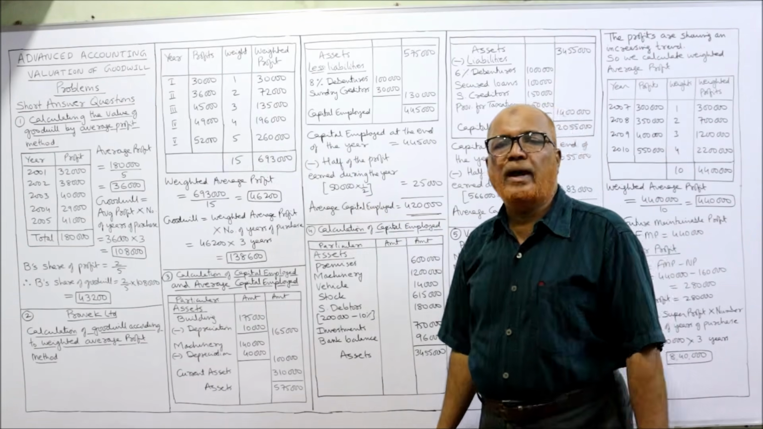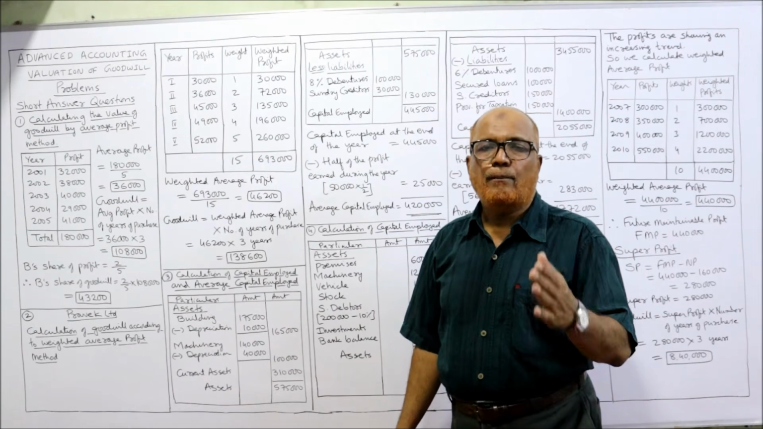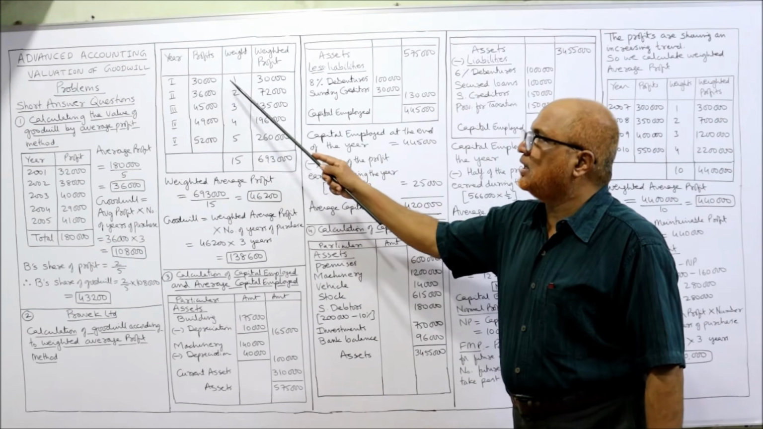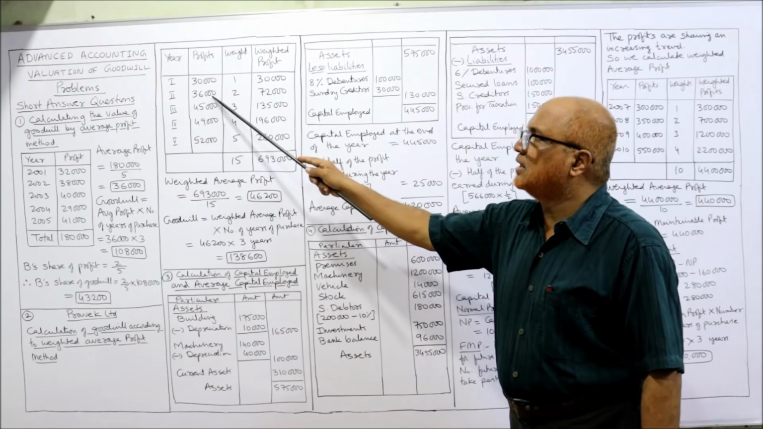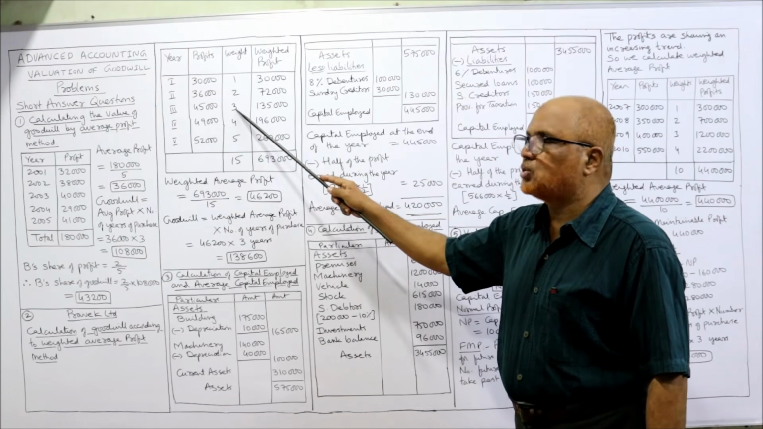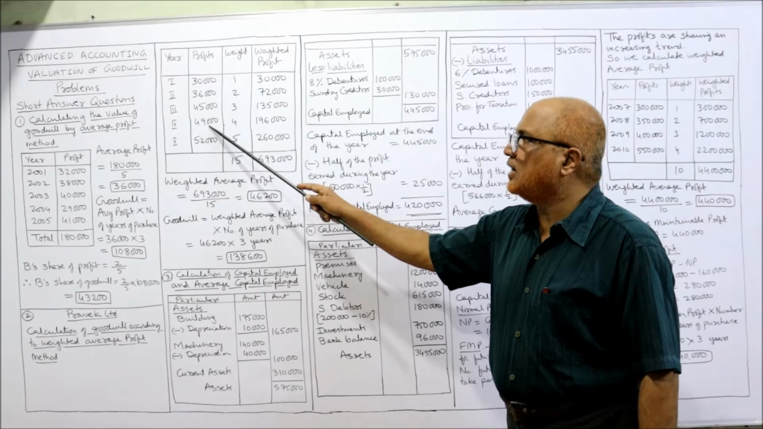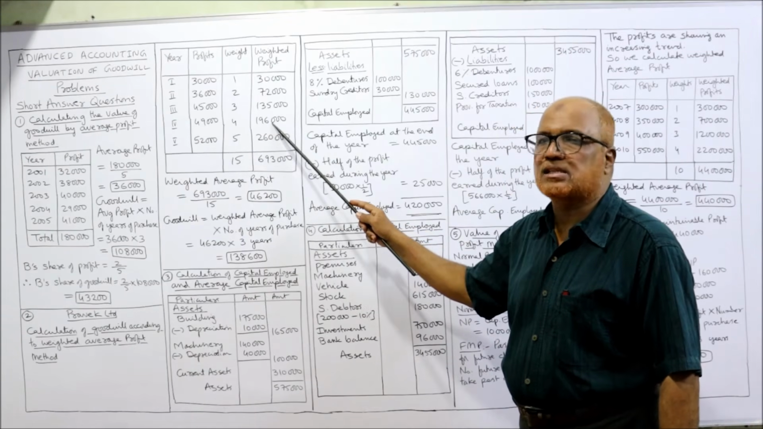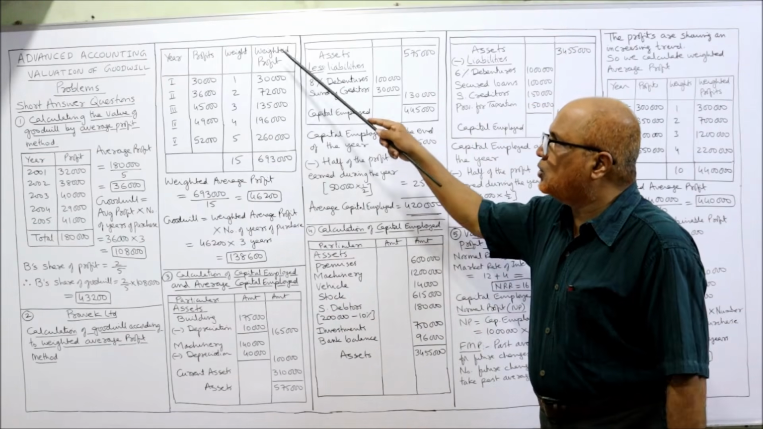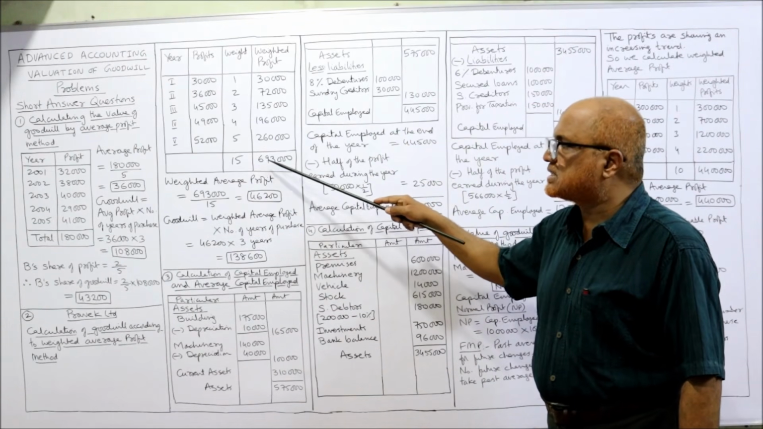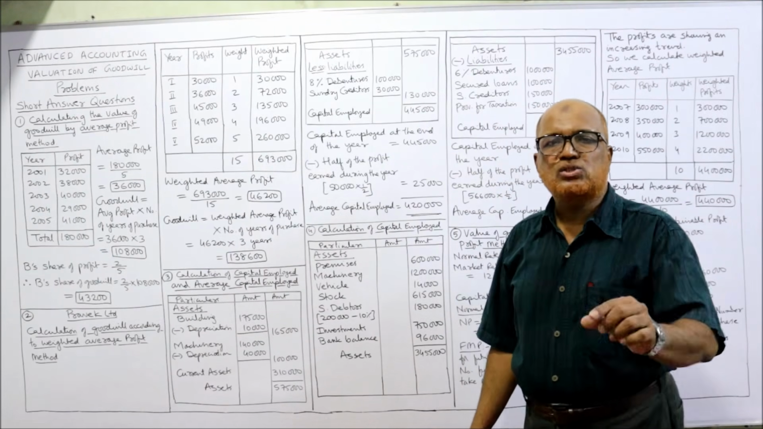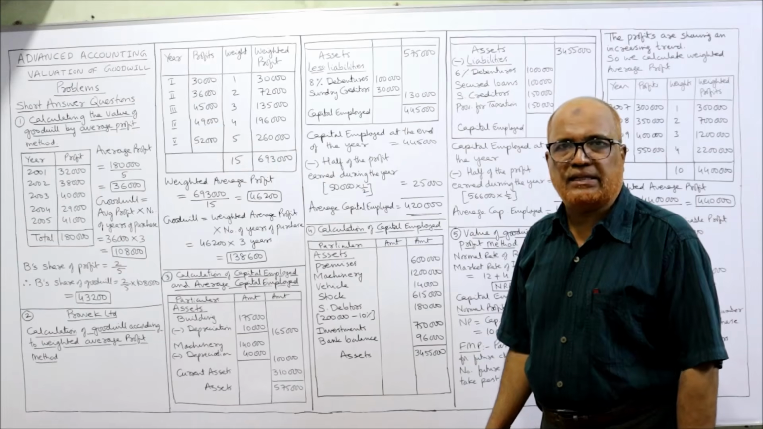Now we need the weighted profit. Multiply the profit with the weight. 30,000 into 1, 30,000. 36,000 into 2, 72,000. 45,000 into 3, 135,000. 49,000 into 4, 196,000. 52,000 into 5, 260,000. Then the total of the weighted profit is 6,93,000 or 693,000. This will be divided by the total of weights.